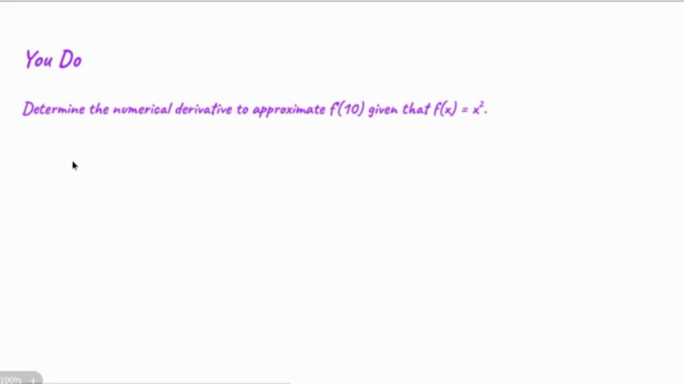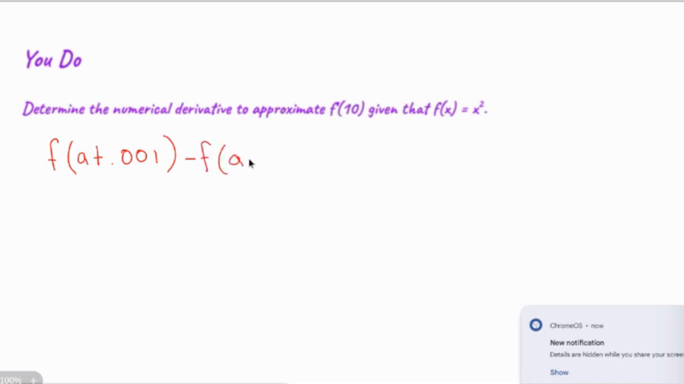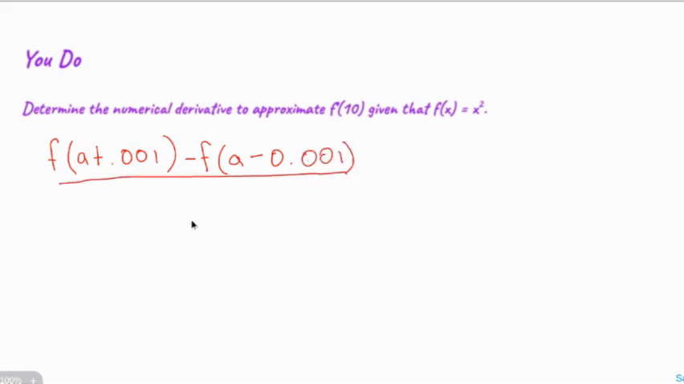All right, so let's remember our formula. F of a plus 0.001 minus f of a minus 0.001, divided by 0.002. So we're going to have 10.001 squared. So that is, hold on a second, I had it right here, 100.02.